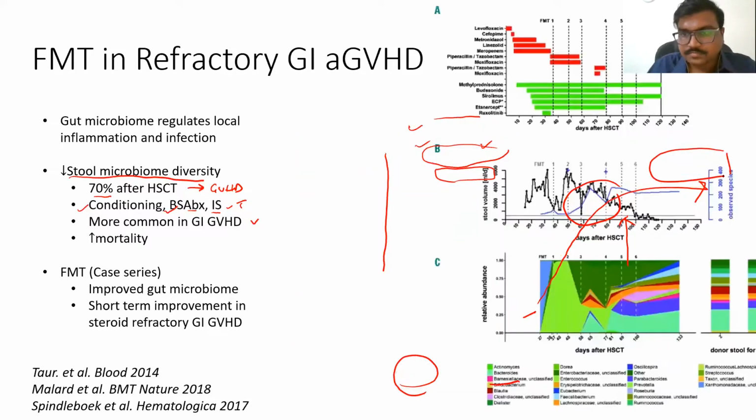So in case series, it was found that these are the FMT sessions. When they gave the FMT session, the stool volume was reduced, and not just that, correspondingly, this is the stool diversity, the decrease in the stool diversity. After giving FMT, the diversity has increased, and so it is a promising therapy, and there are no trials as of now, but they are underway.